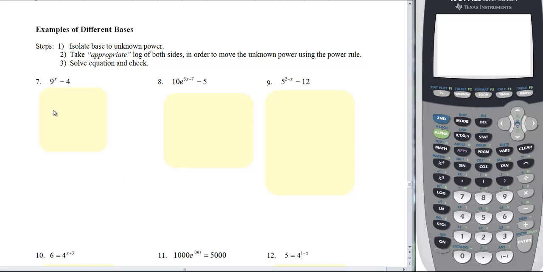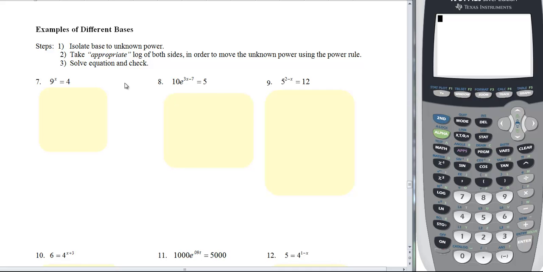So we need to look at the first step to see if you understand what I'm talking about here. This is a base raised to an unknown power, and it is by itself. In problem 8, if you'll notice, here's my base to the unknown power, but it is not isolated. So in this problem, I would have to divide both sides by 10. So when I say we've got to make sure our base is isolated, that means it's got to be all by itself on one side.